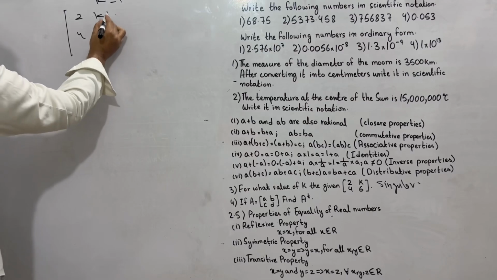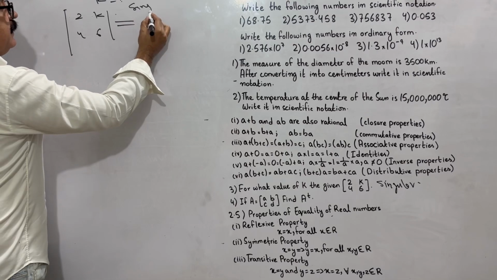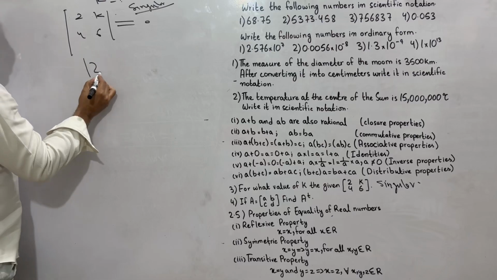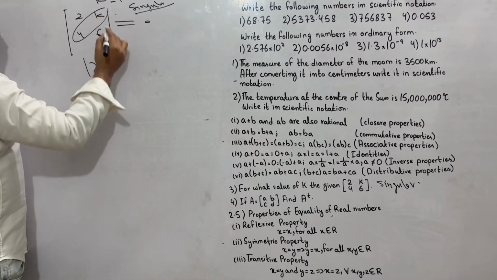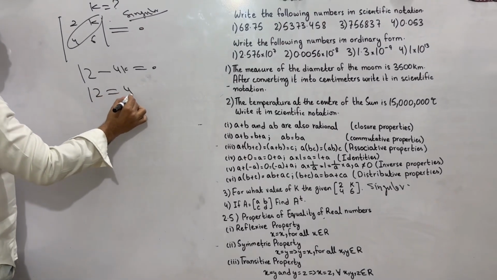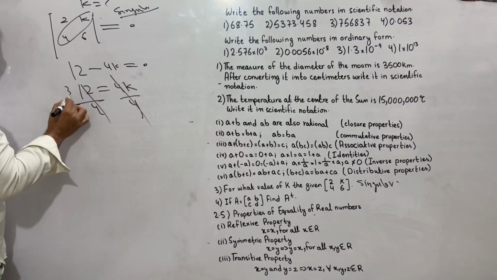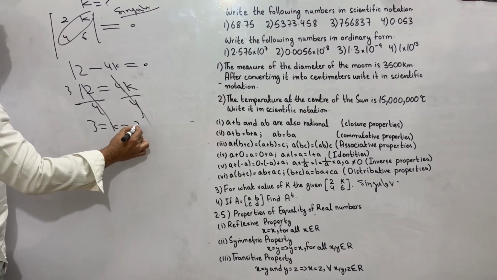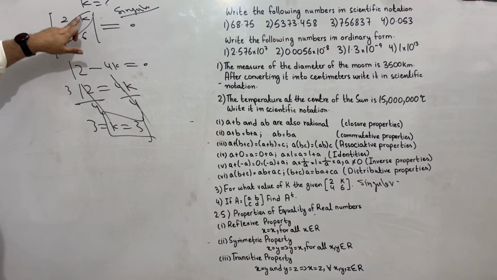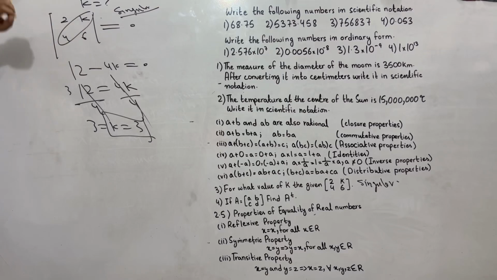The matrix is 2, K, 4, 6, and the determinant is equal to 0. Multiply 2 times 6, 12, minus by the formula 4 times K, 4K, equal to 0. Solve for K: 12 is equal to 4K. Dividing by 4 to get the value of K, 3 times 4 is 12, so K is equal to 3. If the value of K is 3, then it is a singular matrix and it has no inverse.